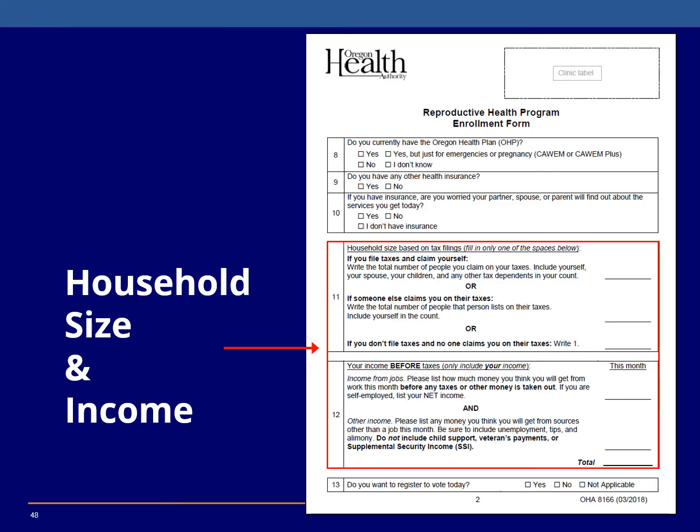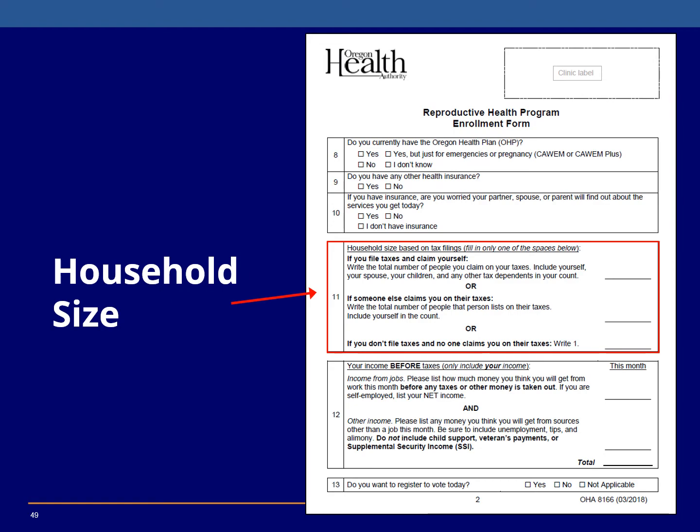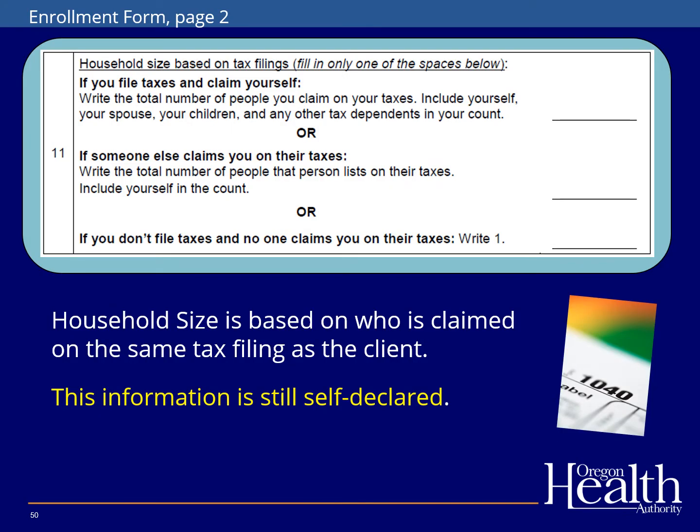The next two questions ask for the client's household size and income. This is to determine the client's income in relation to the federal poverty level. Let's start with household size. Just like OHP, we measure household size based on tax filings. Now, we know that many clients do not know this information. They may not even know what a tax filing is. The first thing to do is to assure them that this information is self-declared, meaning we don't look it up. Then just try to help them figure it out.